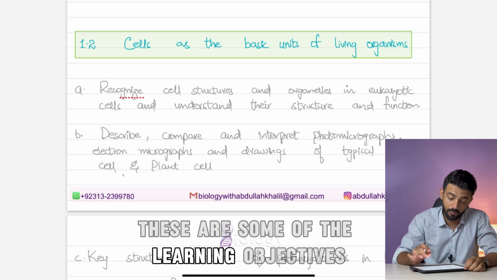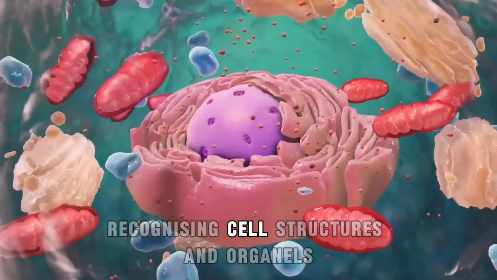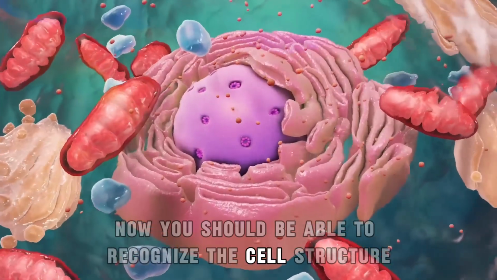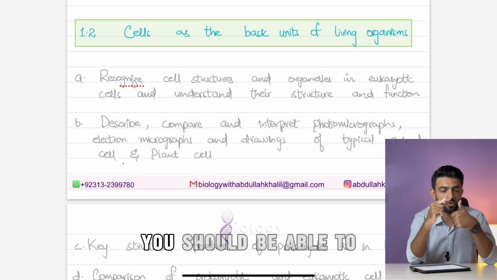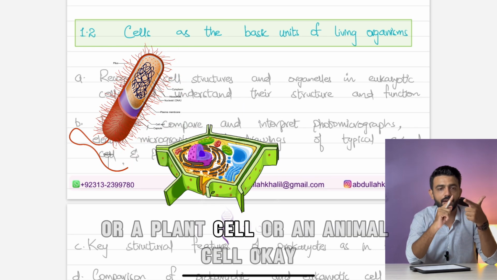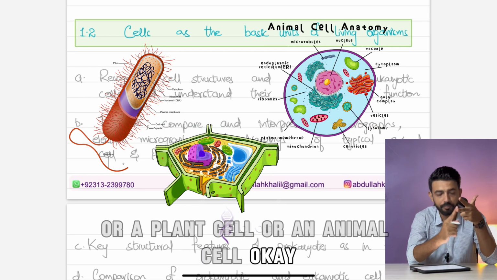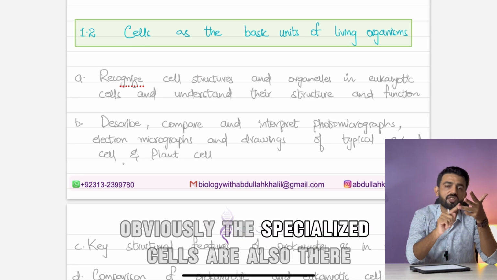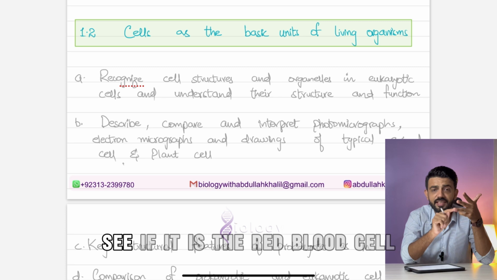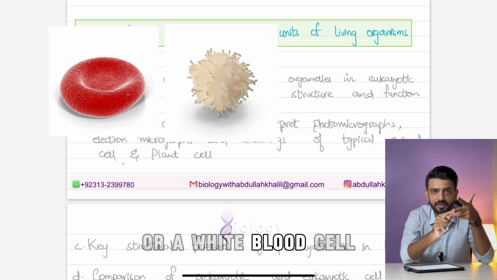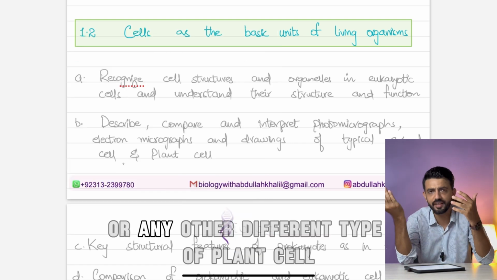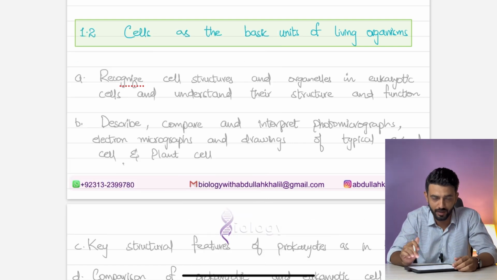These are some of the learning objectives in front of you. Recognizing cell structures and organelles. Now you should be able to recognize the cell structure. That means you should be able to identify if it is a bacterial cell or a plant cell or an animal cell. Obviously the specialized cells are also there, so you should be able to see if it is the red blood cell or a white blood cell or a root hair cell or a xylem vessel or any other different type of plant cell or animal cell.